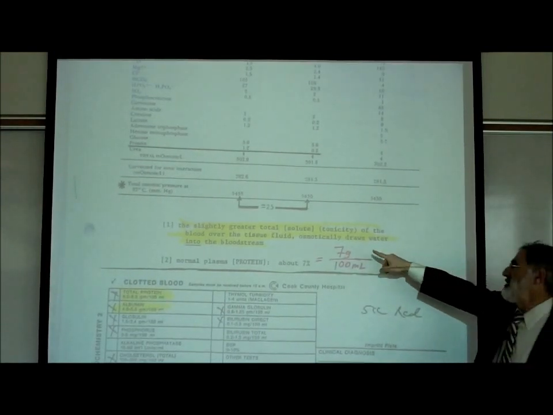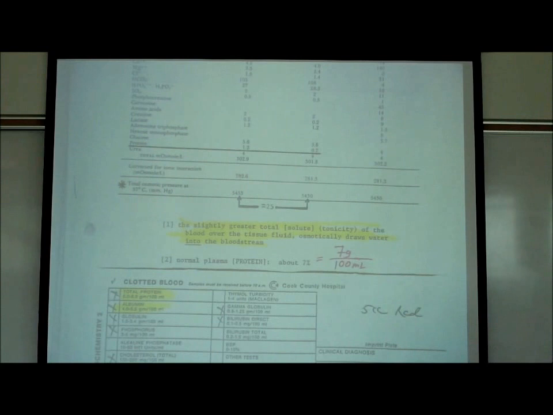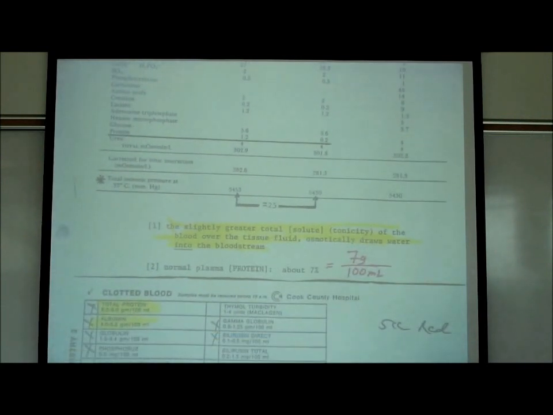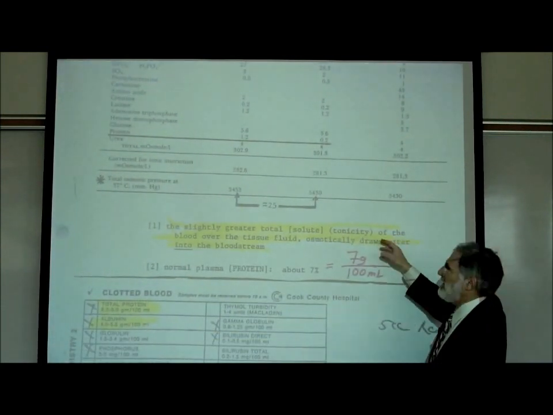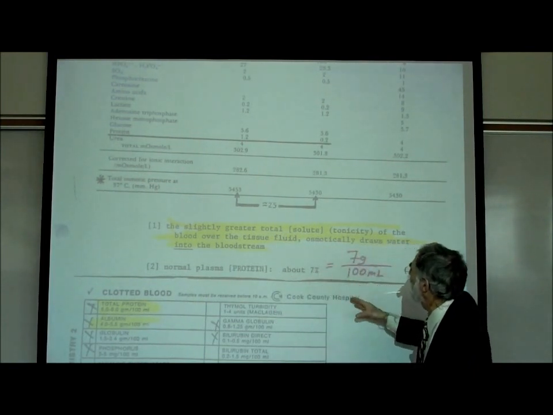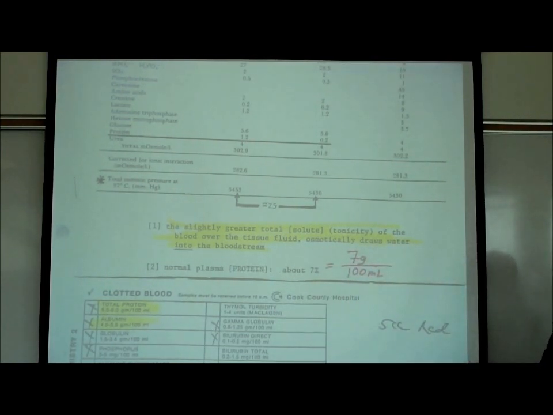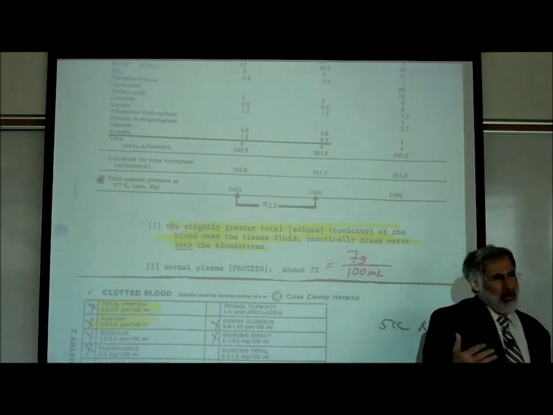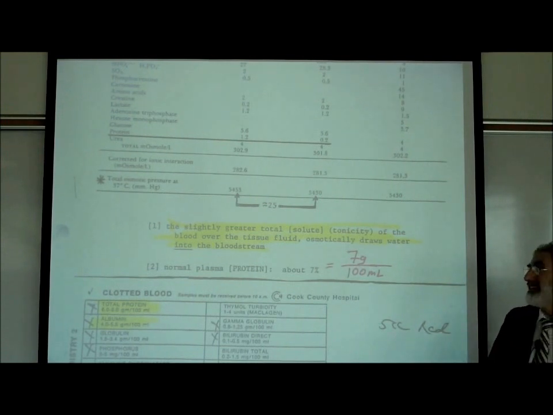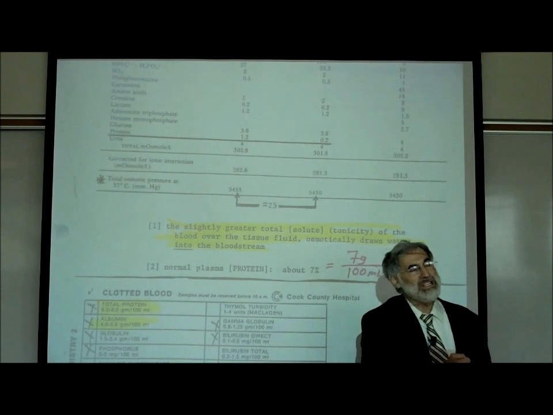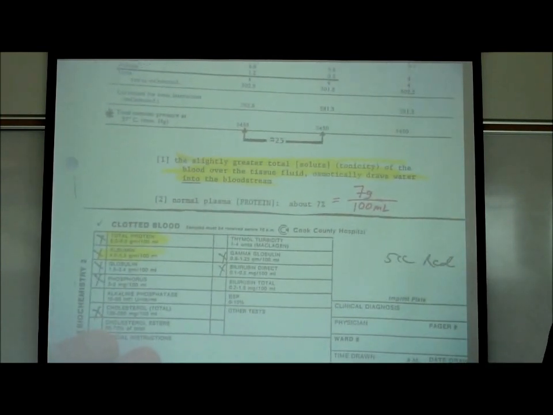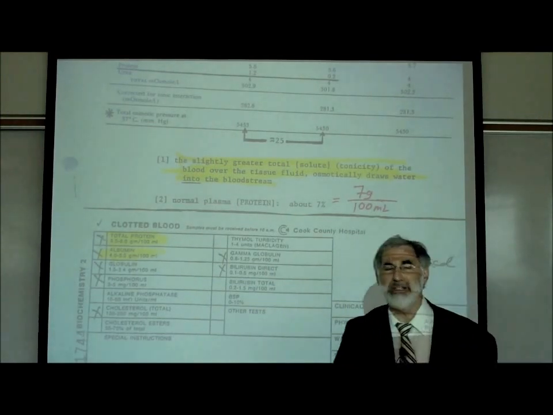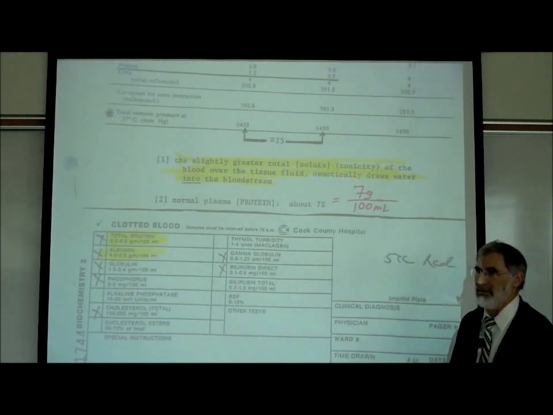And we wrote in the middle of this page, 233, that the slightly greater total solute concentration or tonicity of the blood over the tissue fluid osmotically draws water into the bloodstream. Now, we might ask, what is the actual concentration of protein in the blood? We know it creates an osmotic pressure of about 25. The normal concentration of protein in your blood is 7%. That means there's 7 grams of protein in every 100 milliliters of blood.